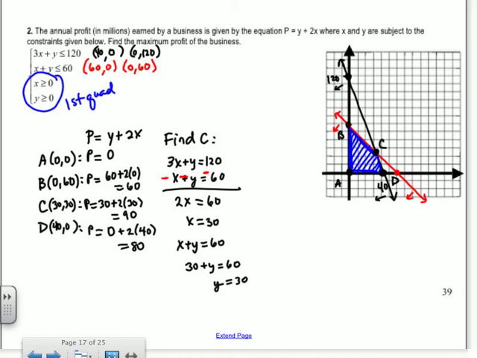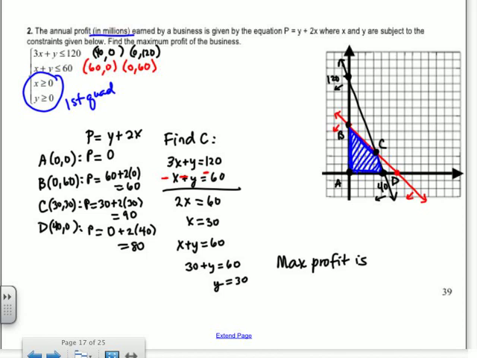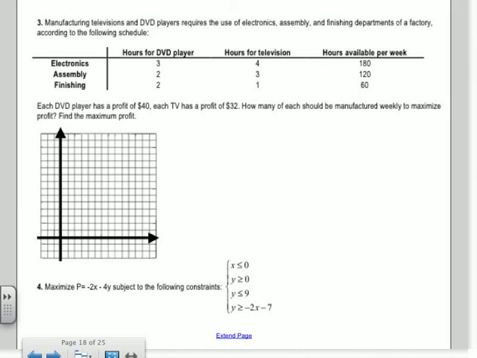Okay, what was the maximum profit? Yep. So max profit is, it says in millions, so it's 90 million. And then I usually say at what point, so at point 30, comma 30. And I wouldn't just say at point C or whatever, because you could have labeled those however you wanted to. So you probably didn't label them the same way as me. Okay? There, we'll stop for now.